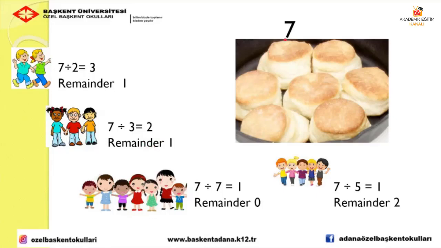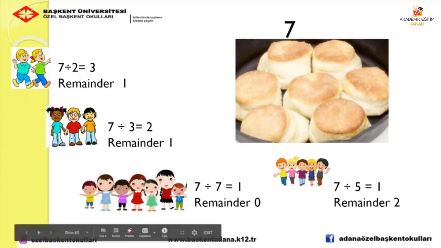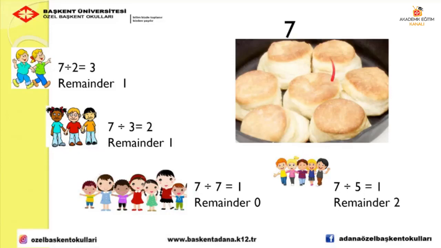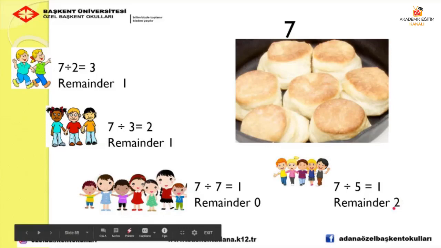If we share and divide our 7 buns with 7 friends, there will be no buns left. Remainder is 0. But if 5 friends come for breakfast and we divide and share our buns with them, 7 divided by 5 equals 1. Each friend will have 1 bun, but 2 buns will be left. Remainder 2.